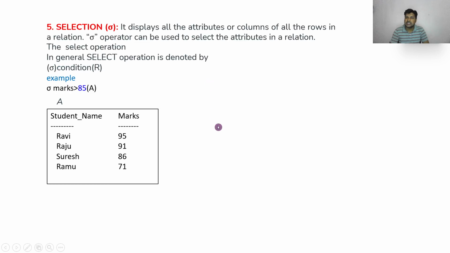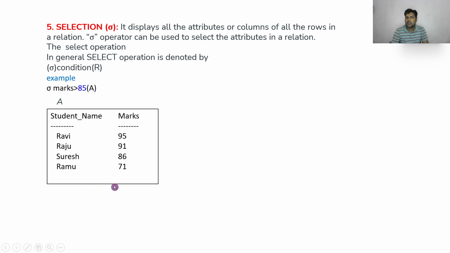Next, selection. What will selection do? It will have a certain condition and it will show only particular data. It displays all the attributes or columns of the rows in a relation, and it contains a separate condition. For example, here it uses the sigma symbol, which we also use for standard deviation. Sigma, condition, R means relation. The condition is marks should be greater than 85.